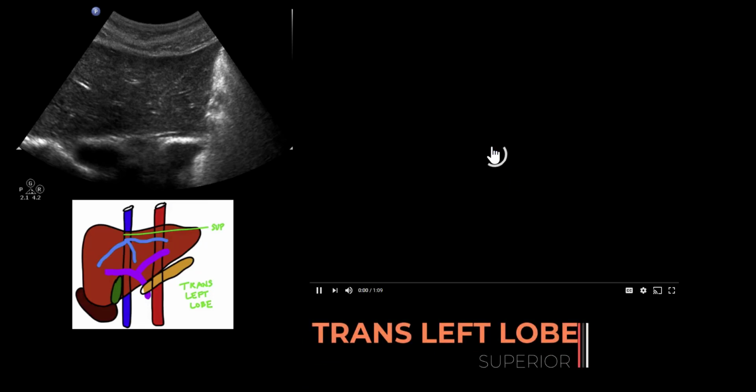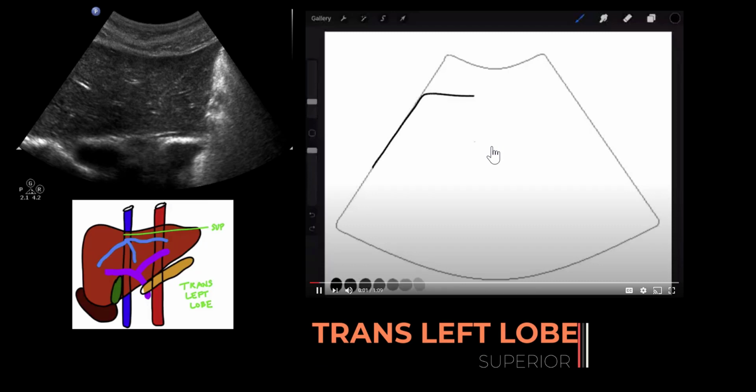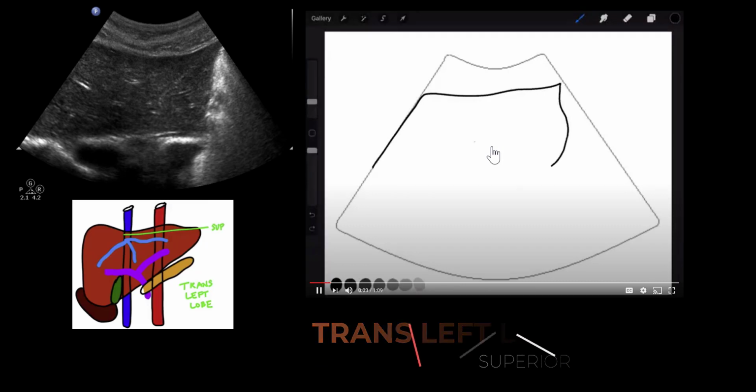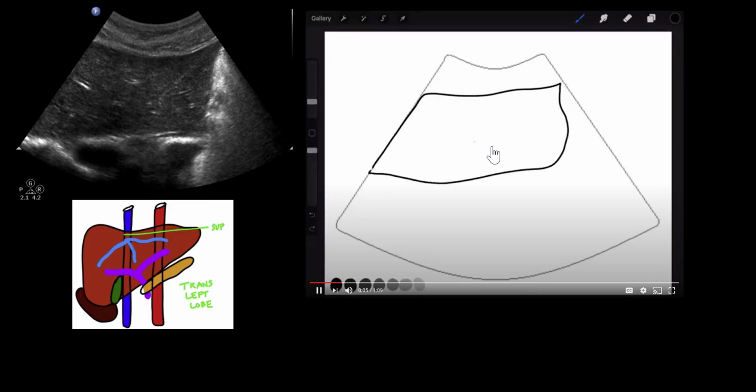All right, turning into the transverse plane, we are going to angle all the way up to the patient's head. I like to aim a little bit more towards the patient's left shoulder so I can get this image nicely. So here we're going to start with the left lobe of the liver. We are above any major blood vessels. We don't want to see large hepatic veins. We don't want to see large portal veins.